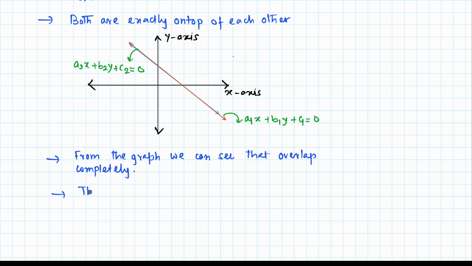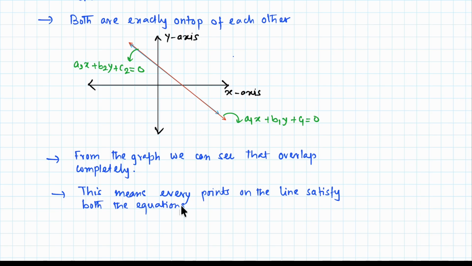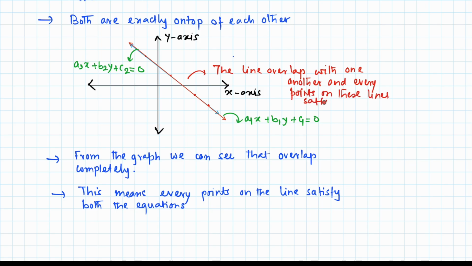completely. So the two graphs overlap completely. This means that every point on the line satisfies both the equations. So whatever point we take on the line in this graph, it will satisfy both the equations. So these lines overlap with one another and every point on these lines will satisfy the equations.